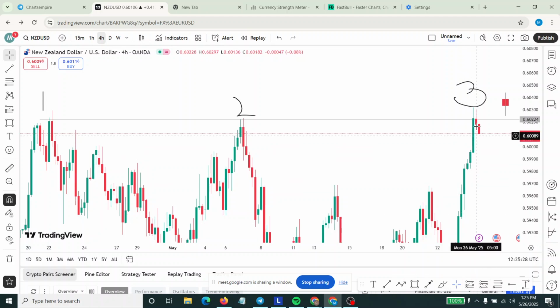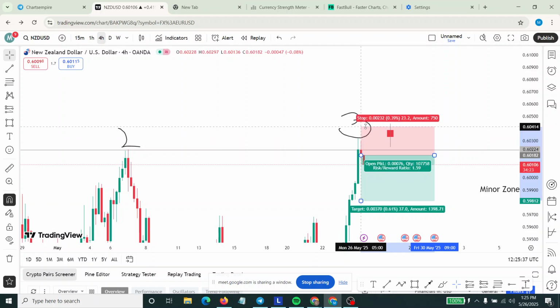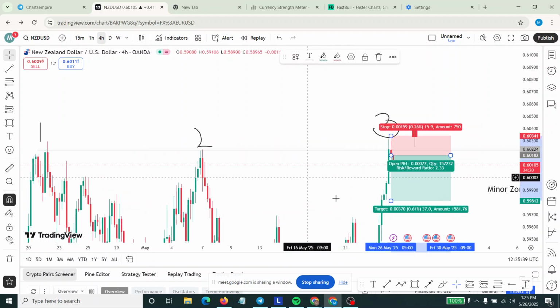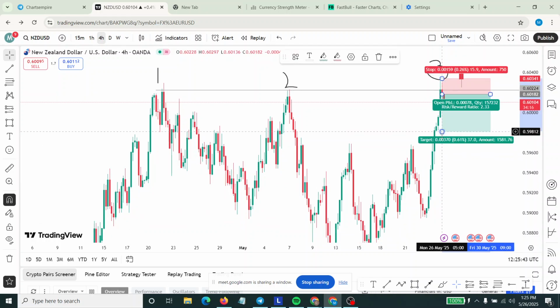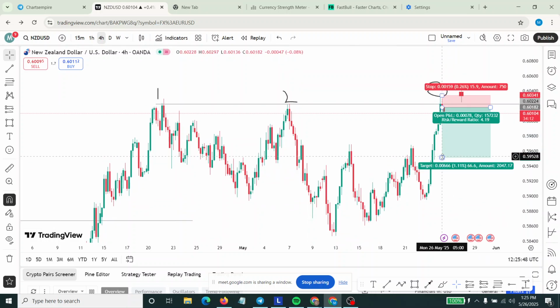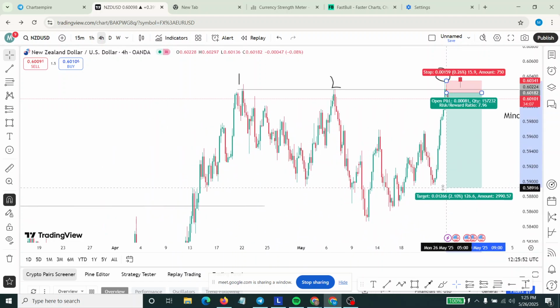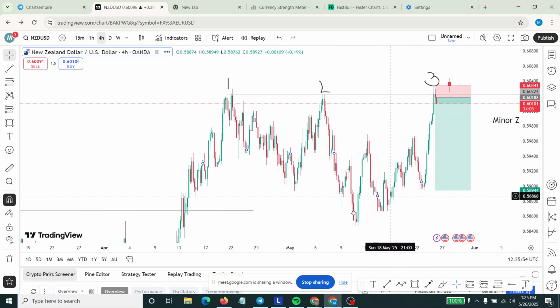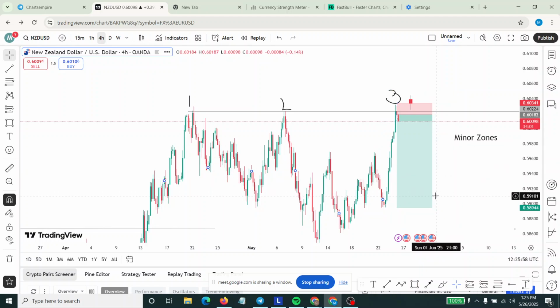So now let's say we've made the decision based on this, and we enter our trade here. Where will our stop loss be? At the top of the candle, and we are targeting at least 1:3. Or if you want to be aggressive, a swing, you are swinging to these minor zones here, and you can see how the market is selling.